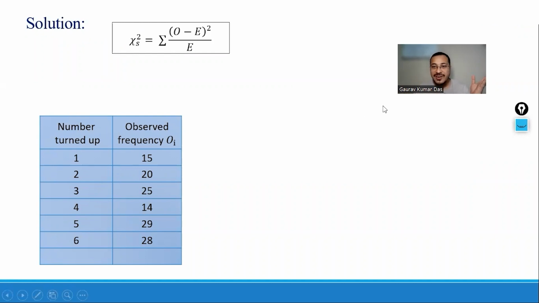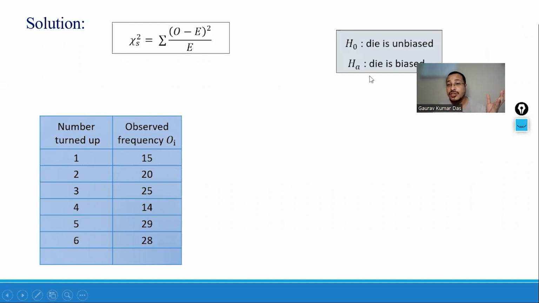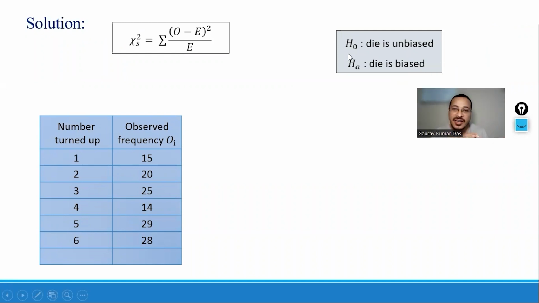But before we go there, what is the null hypothesis and what is the alternate hypothesis? As I told you, the difficult scenario is always placed in the alternate hypothesis. That's why my alternative hypothesis will say the die is biased, and my null hypothesis will be the die is unbiased. Next, we calculate the expected frequencies.